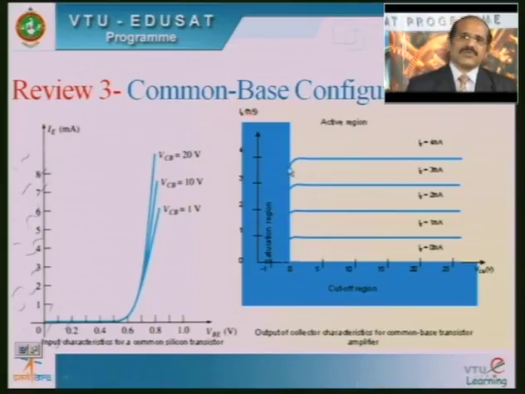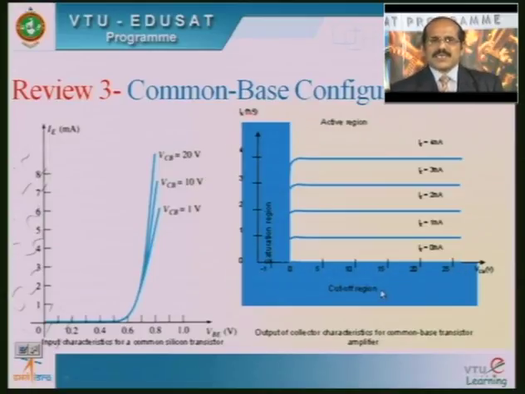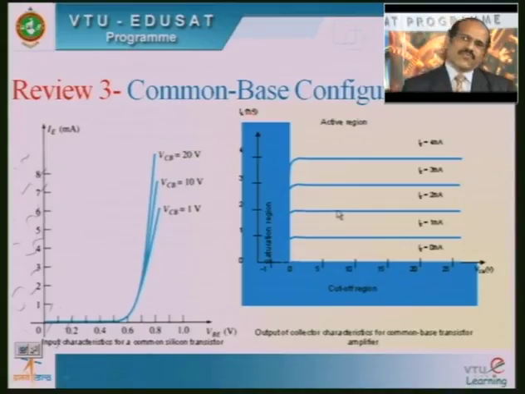In order to force this collector current to 0, what do we need to do? We need to reverse the polarity of the bias applied across this. That means we need to forward bias the collector base junction. Once we forward bias the collector base junction, the depletion region that exists across it will repel the minority charge carriers, and therefore the collector current ceases to 0.